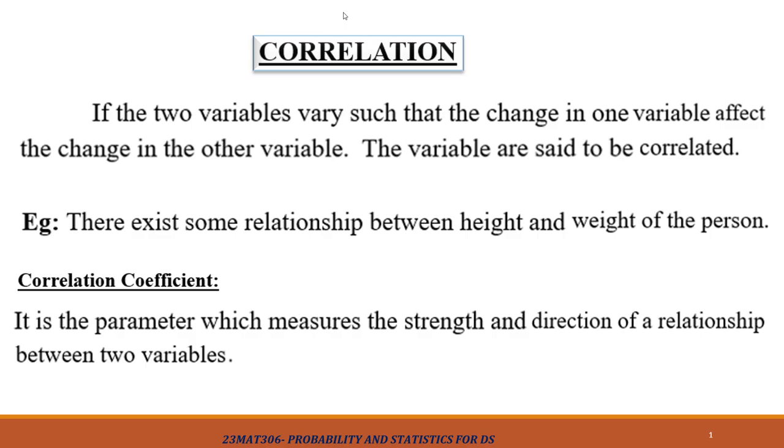For example, there is some relationship between the height and weight of a person. It means if height increases, will the weight increase or decrease? So here we have two variables, height and weight. The variation between the height and weight is known as the correlation. The correlation coefficient is the parameter which measures the strength and direction of the relationship between the two variables.